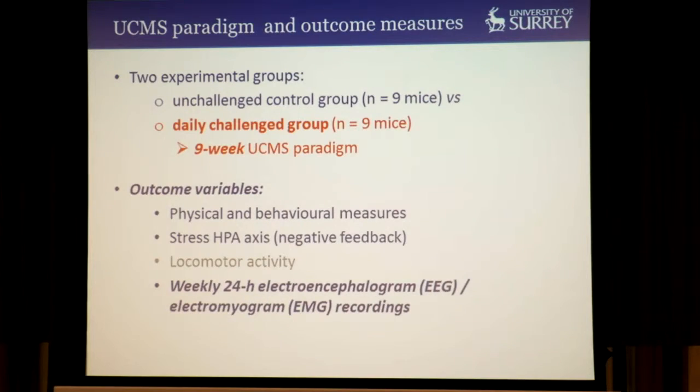So we have two experimental groups, the unchallenged control group, which is constituted of 9 mice, and we have the daily UCMS challenge group with 9 mice. And in this current protocol we use a very long paradigm lasting more than 2 months. Okay? And then we measure different outcome variables.